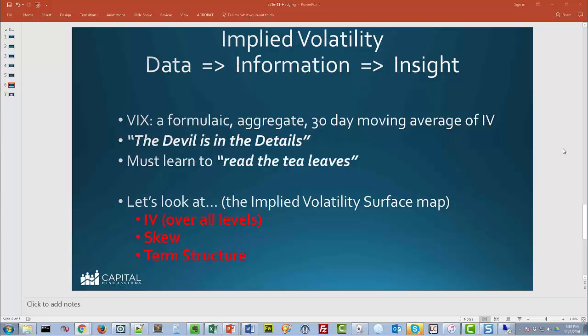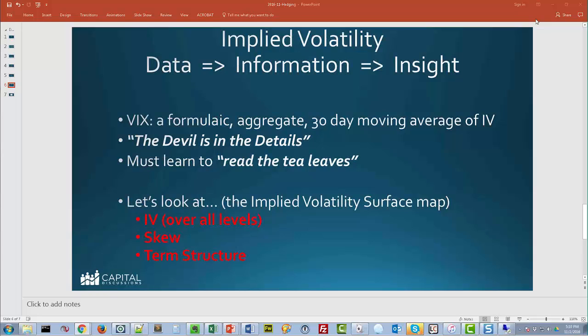Okay. And when I used to do this for professional advisors, they used to call me up and say, Jim, I need another session for you to read the tea leaves. They used to call them the option tea leaves. So what I'm going to do is show you how to read the option tea leaves.